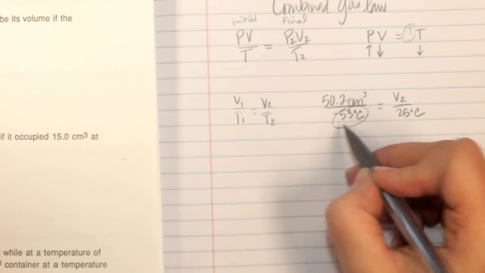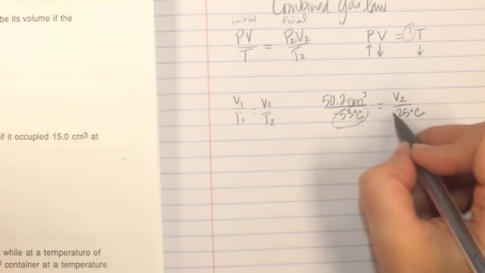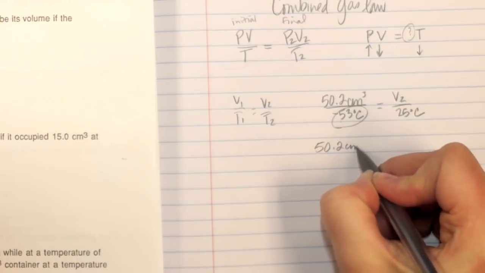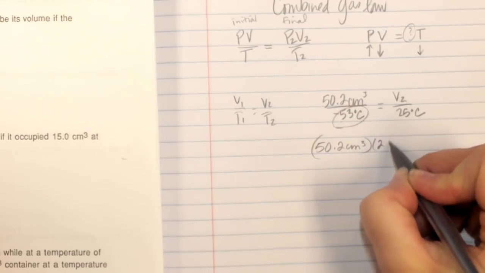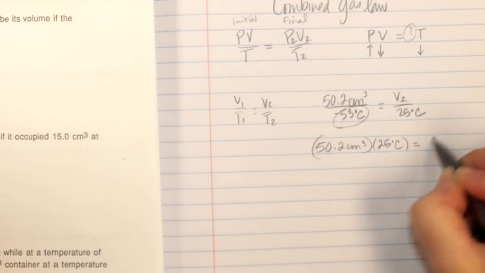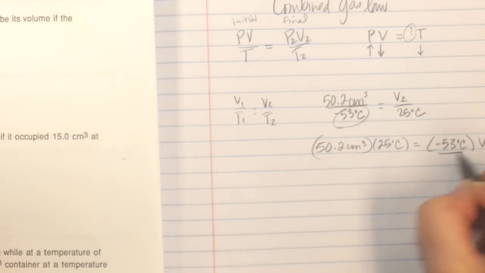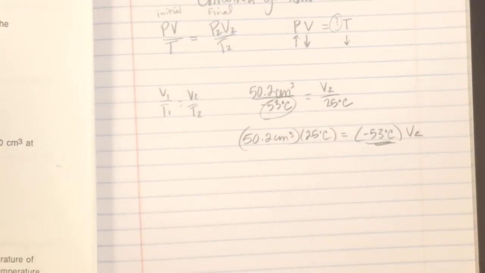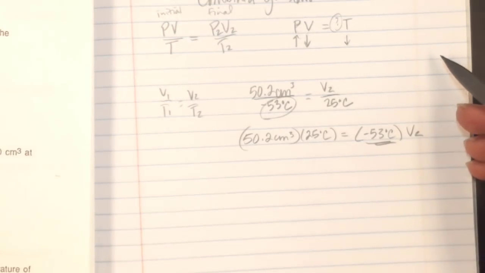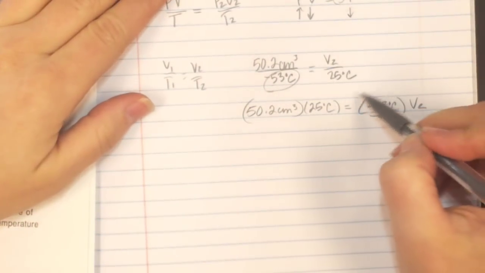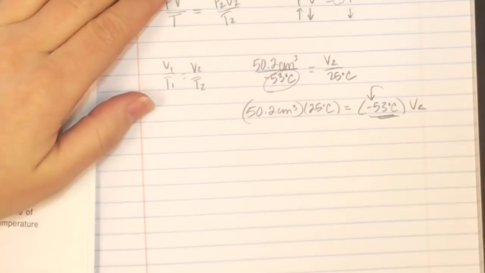This negative sign, if I cross multiply these up, I get 50.2 cubic centimeters times 25 degrees Celsius equals negative 53 degrees Celsius times V2. I get a negative volume. Like, it doesn't even make sense. It disappeared. Like, I have a black hole. How can I have negative volume? So there's an issue with the Celsius system, with this negative sign.